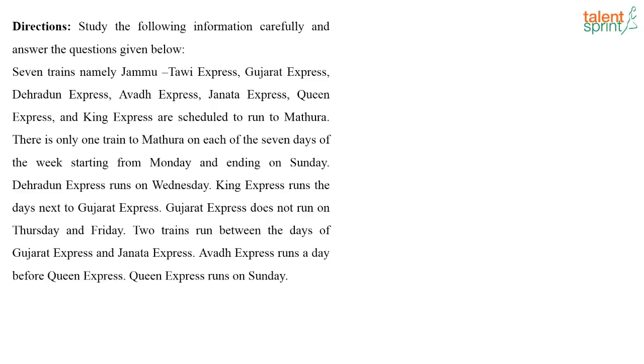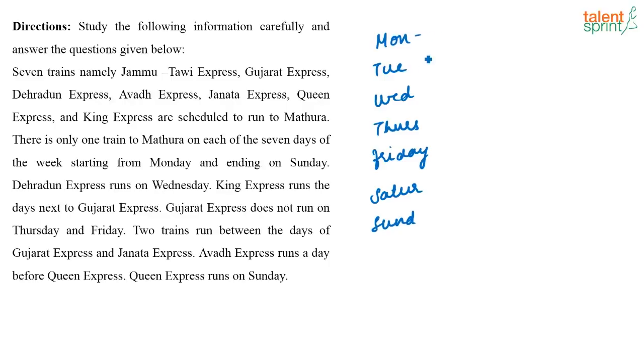In the meantime, I'll just write down the information that is given. So, I have 7 days in the week when the trains are running. Monday, Tuesday, starting from Monday. Now, based on the information, you have to see which train is running on which day. There is only one train to Mathura, that I just read.